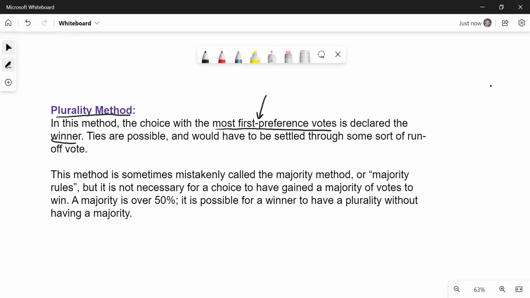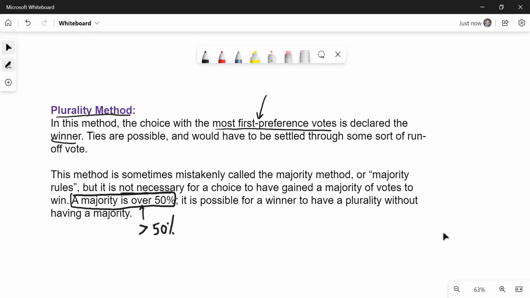This method is sometimes mistakenly called the majority method or majority rules, but it is not. It is not necessary to have a majority to win. So let's define clearly what a majority is. A majority is over 50%. Okay, it's not equal to 50%, but is over or greater than 50%. You have to have more than half.